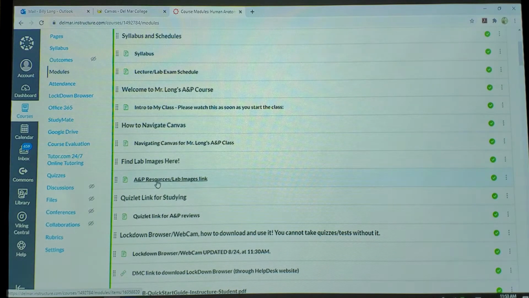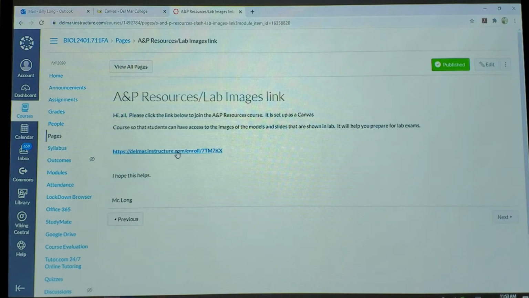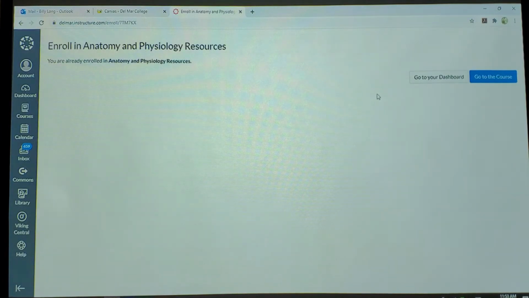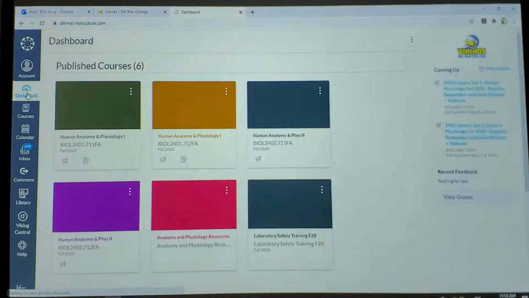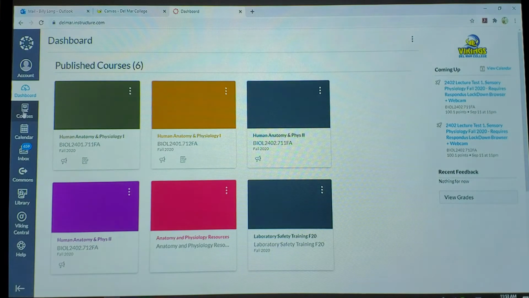This A&P Resources Lab Images link is really important. When you click on that, it allows you to click on this and enroll into that Canvas course. You have to do it yourself. This is how we make sure that only our students have access to this. So, when you click on that, it will enroll you in a Canvas course, and then you can go directly to the course, or you can go to your dashboard. Now, once you enroll in the course, if it does not appear on your dashboard, you have to go make sure it shows up by doing this stuff.